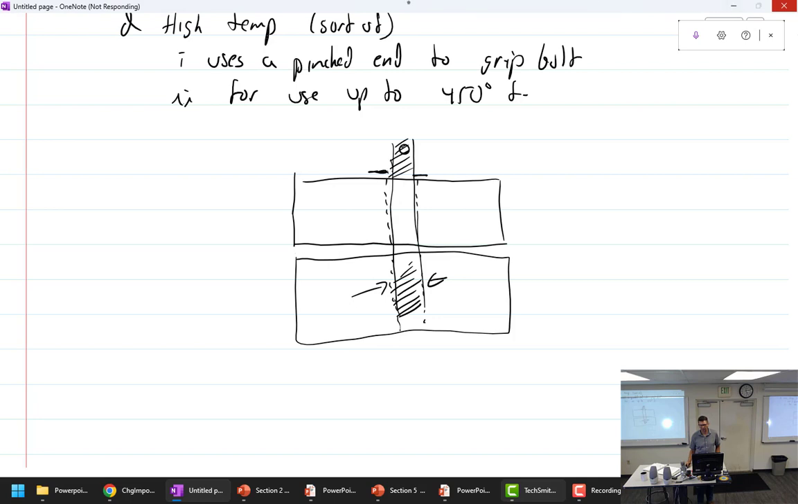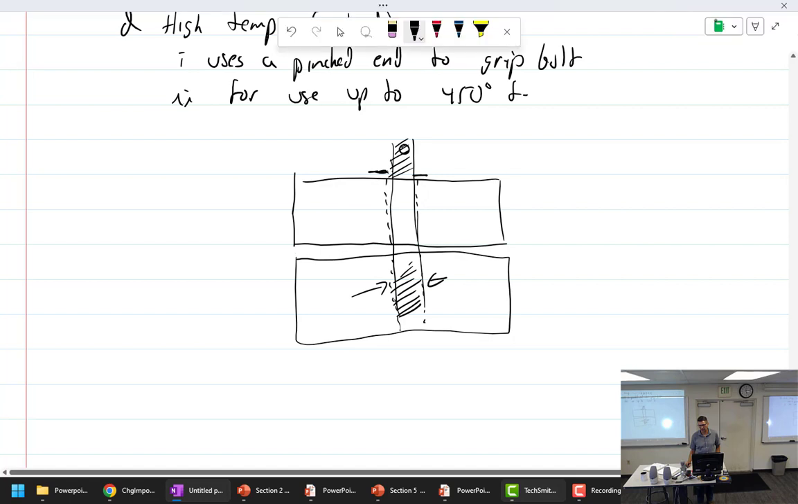Castellated nut. So if I put a castellated nut on here, which I probably can't draw, especially with the mouse. Castellated nut.